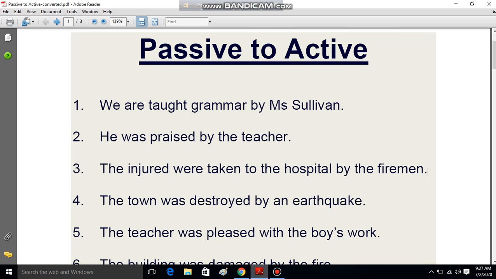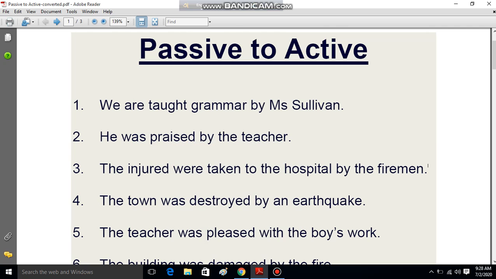Number 2, he was praised by the teacher. So what type of tense is it? As it is was, were, we notice that was and were are added in past simple tense. So what's the active structure of past simple? Do you remember? The active structure is subject, V2, object.